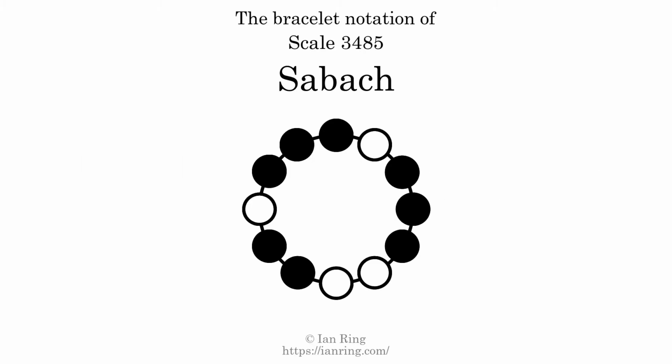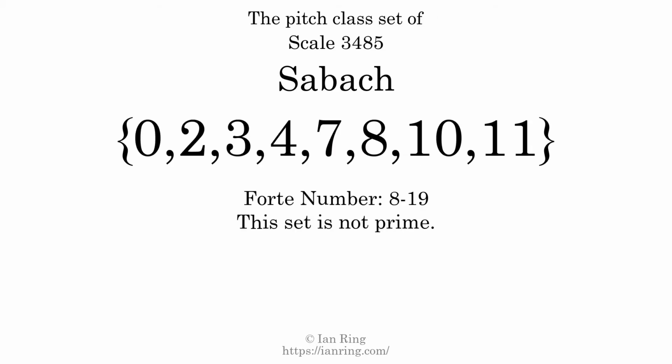This is a bracelet notation diagram of scale 3485. The shaded circles represent tones that appear in the scale, and they are read clockwise, starting at the top. The pitch class set for this scale is 0, 2, 3, 4, 7, 8, 10, 11. The forte class is 8-19. This set is not prime.